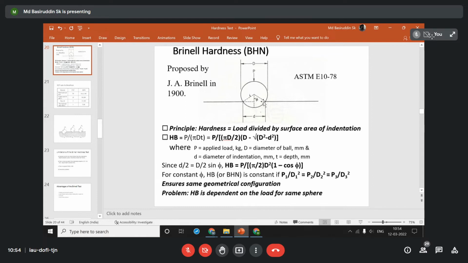And as I said, according to Brinell, you get accurate hardness numbers whenever your small d by capital D varies from 0.25 to 0.5. If it goes beyond that value, like if this ratio is more than 0.5, that means you are using a too soft material, and you need to reduce the load. You can decide the load in such a way that the ratio stays within 0.25 to 0.5. So therefore you can find the limitations of this particular testing process. Like HB is dependent on the load for some sphere or some material.